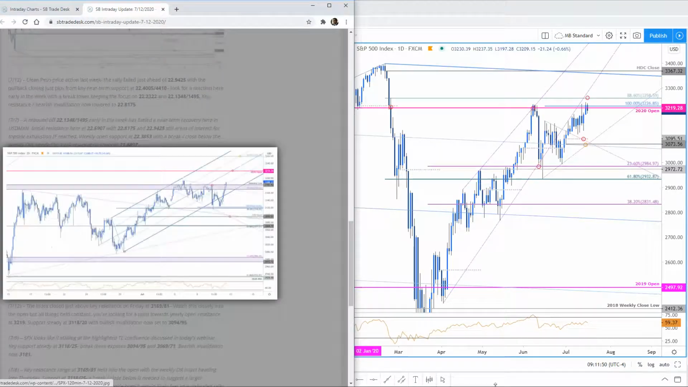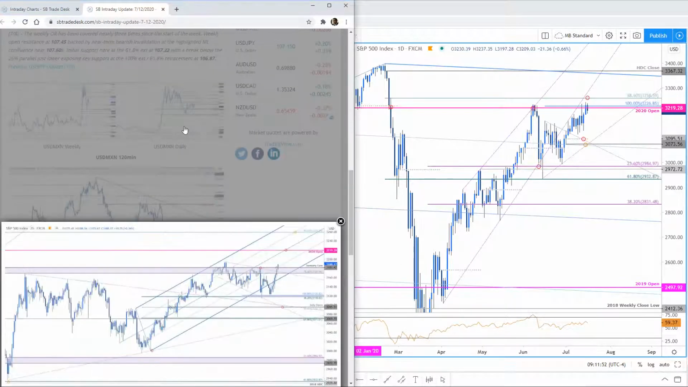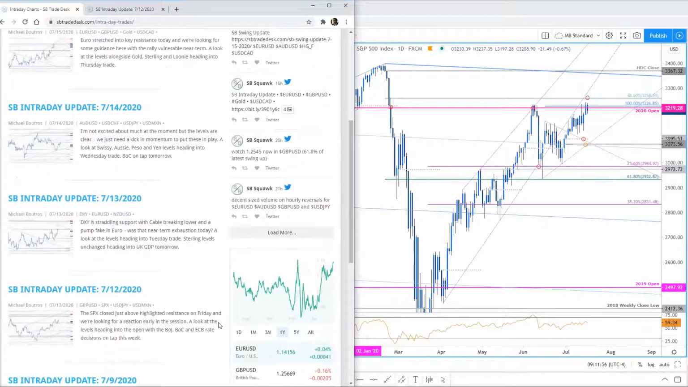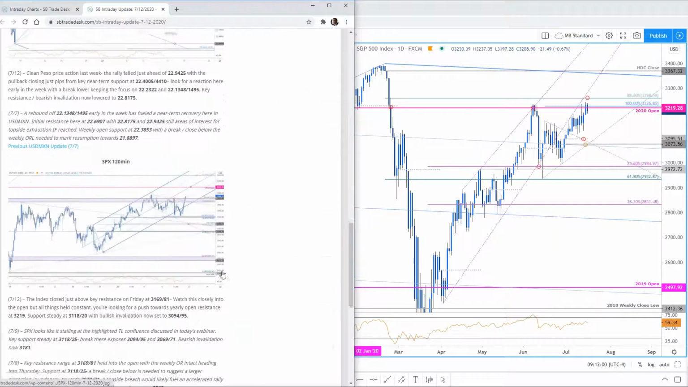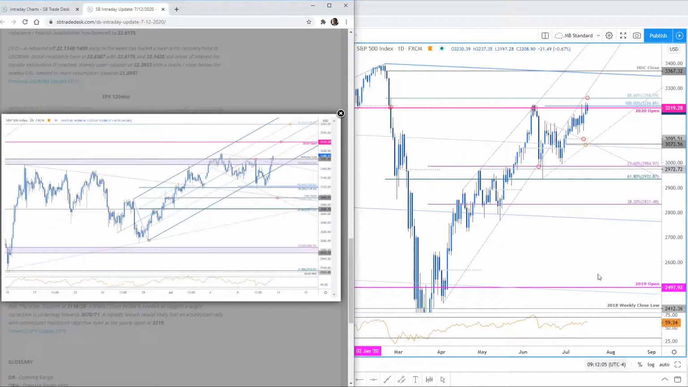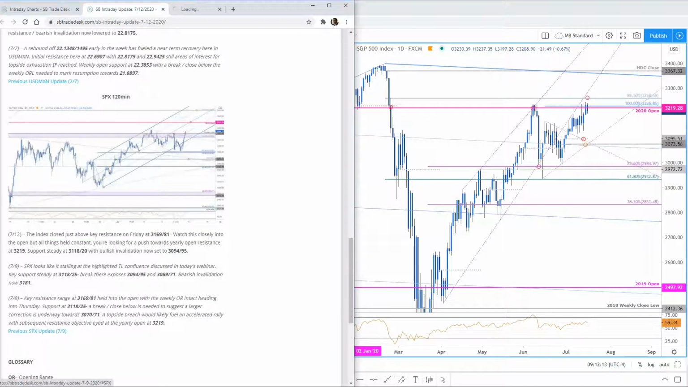Right here. The 12th. Yeah, that's it. So here's what SPX looked like basically into the close. I think this was on the 12th, right? Last week, a break of key resistance. So look, let me take a step back. Let me go to the previous update.